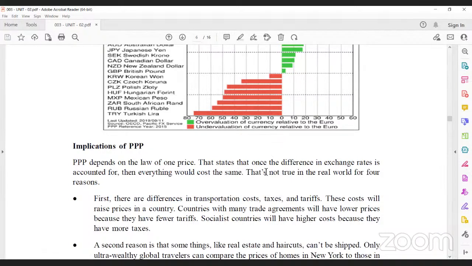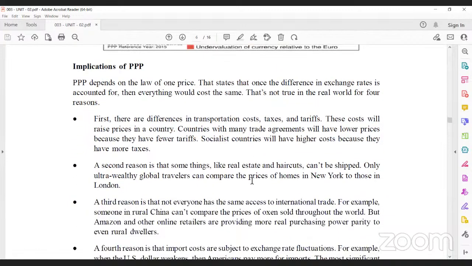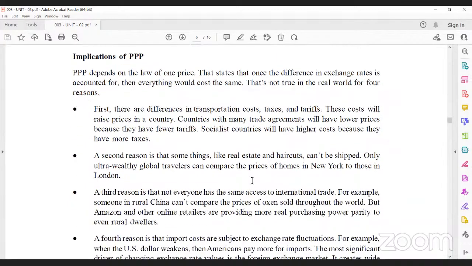Now let's look at the implications of purchasing power parity. Firstly, differences in transportation costs, taxes, and tariffs. Countries with many trade agreements will have lower prices because they have fewer tariffs. If you have many agreements among countries, then definitely you will have fewer tariffs. Socialist countries will have higher costs because they have more taxes.